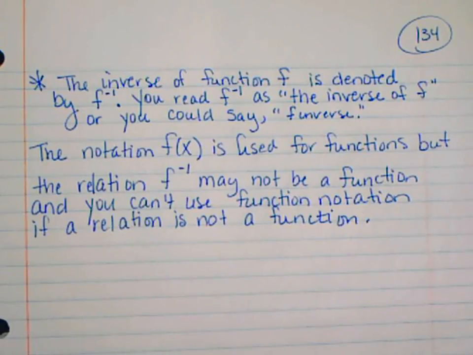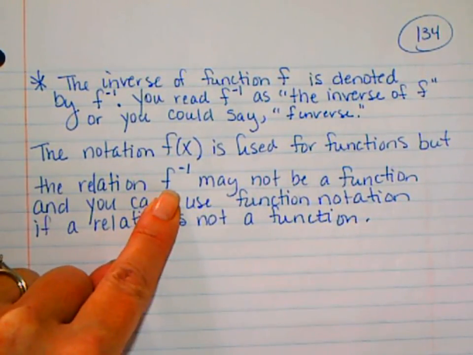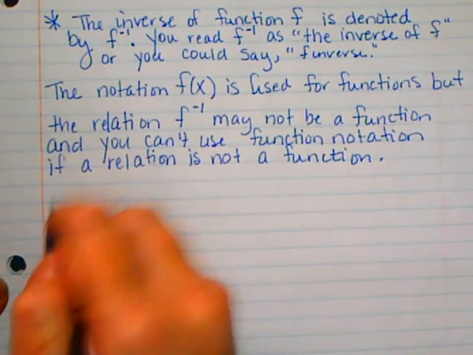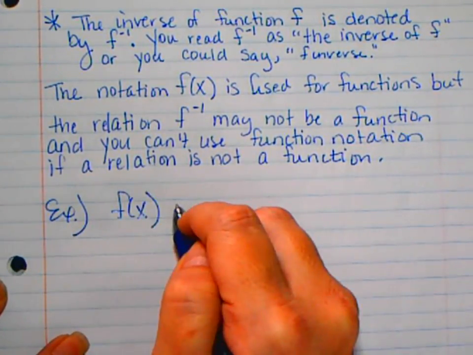But if it's not a function, you cannot use f of x because f of x is saying it is a function, okay? So a lot of times, if they give the problem to you in function notation, f of x, when you find the inverse, instead of writing f of x, write inverse of f. If it's g of x equals, write inverse of g. If it's h of x equals, write inverse of h. So in this example, they're going to give it to me written in function notation.